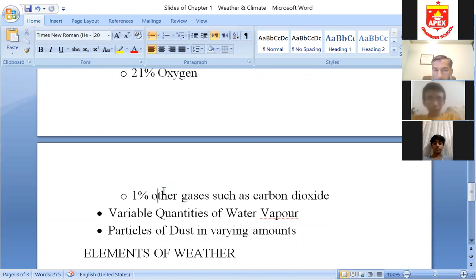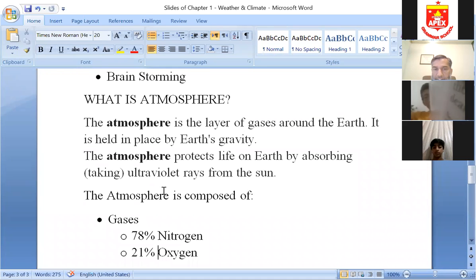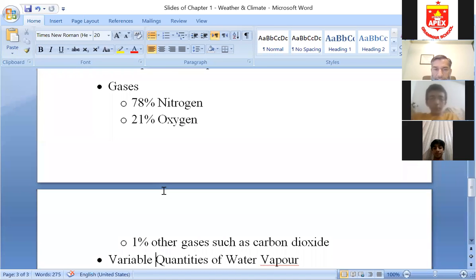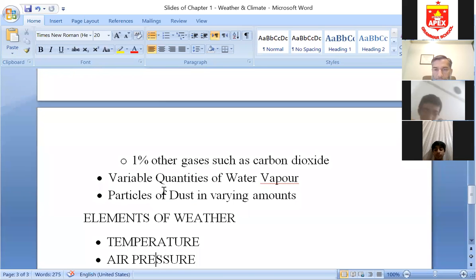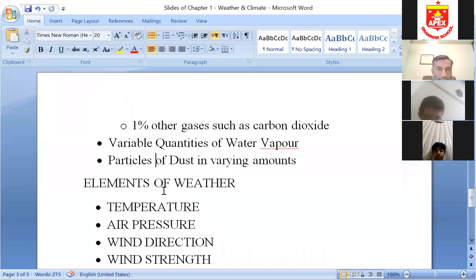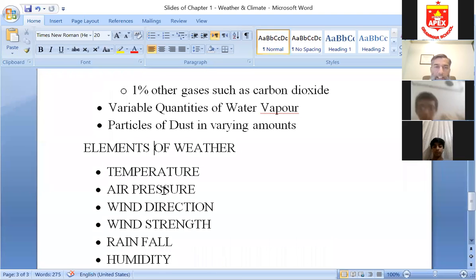So atmosphere is all around us. That is the layer of gases that is around the earth. It is 78% nitrogen, 21% oxygen, and very little carbon dioxide. There are also water vapors and dust in the atmosphere. Now we're going to read about elements of weather. We know what is weather, but what are the elements of weather?